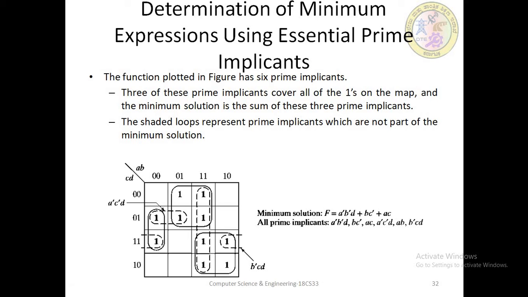So the function plotted in the figure has 6 prime implicants. What are those 6 prime implicants? 3 of these prime implicants cover all ones on the map. So this will be a prime implicant, this will be a prime implicant, and there should be one more. The minimum solution is the sum of all these prime implicants.